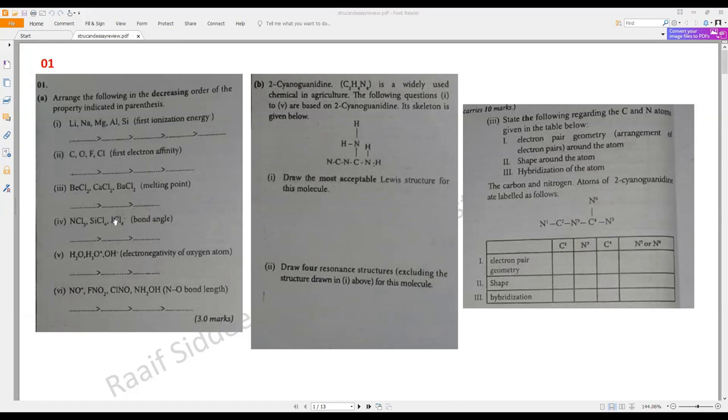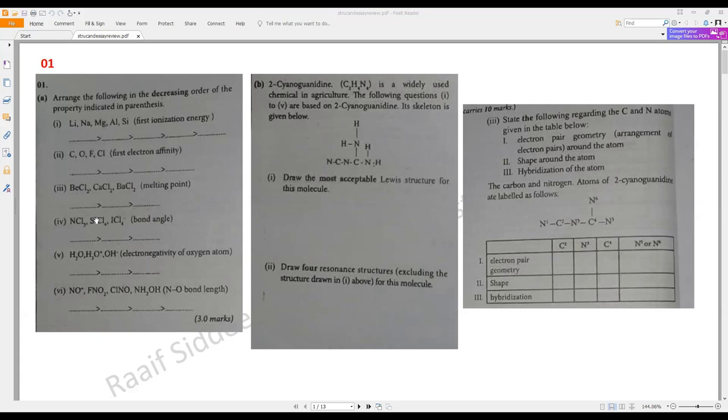And four bonds are formed with the chlorine and two lone pairs will be there. So basically, ICl4 minus will have two lone pairs, NCl3 will have one lone pair, and silicon chloride will have no lone pair. Okay, so the shapes are not the same, they're different. Here it is pyramidal, here it is tetrahedral, and here it is square planar.